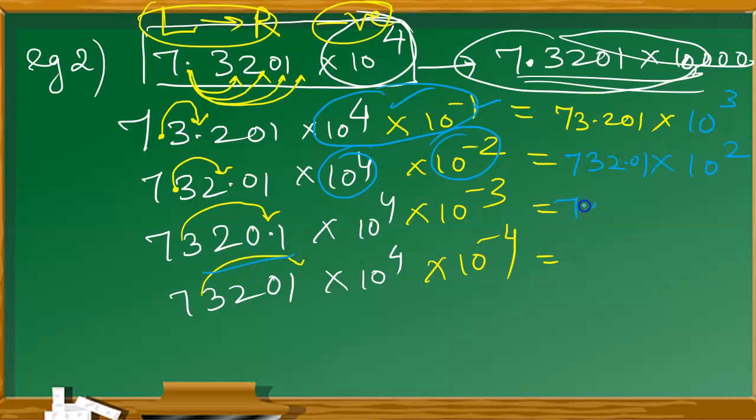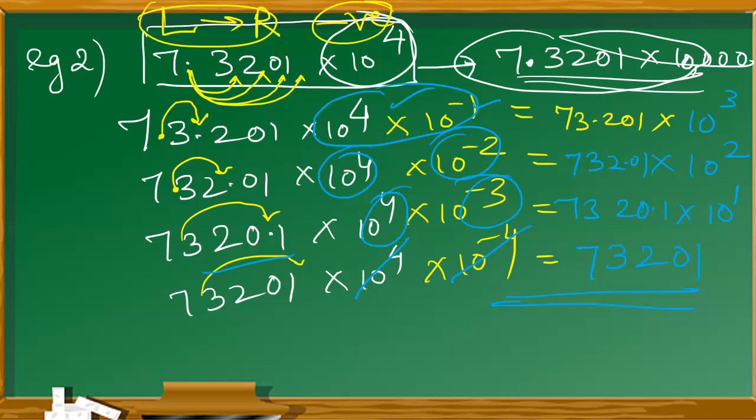The next number is 7320.1 into 10 raised to 4 minus 3, which is 1. For the next number, plus 4 and minus 4 cancel. So the only answer is 73201. These are your answers after conversion. I guess for those who have difficulty, this method is suitable, because if I first tell you to convert 10 raised to 4, then make a point shift, some people can get confused. So it is better that I don't tell that idea.